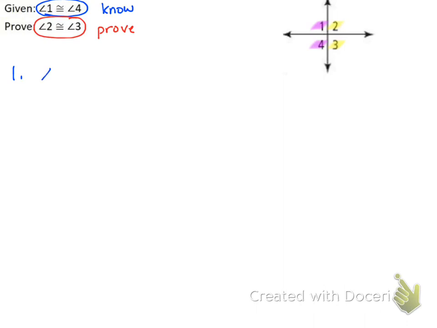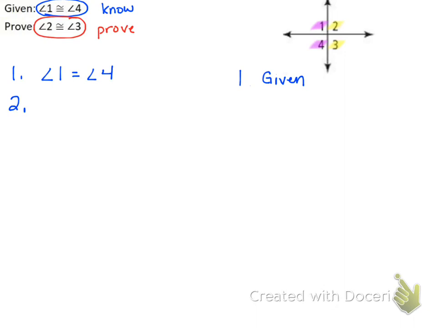So again, first thing I'm going to start with my given statement. So angle 1 is equal to angle 4 by my given. And then just by looking at the picture, again, I have to be able to step-by-step prove that because 1 and 4 are equal to each other, 2 and 3 are going to be equal to each other. There's a couple different ways you can attack it. I think the easiest way, though, is to realize that we have vertical angles and to use that to prove that 2 and 3 are equal to each other.